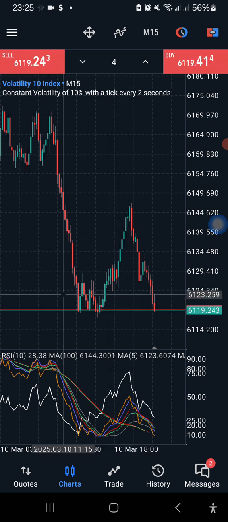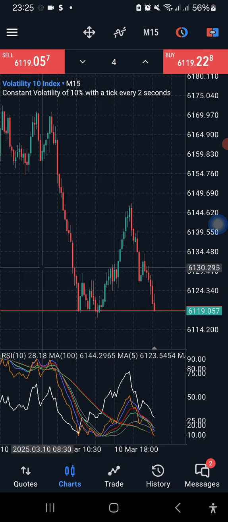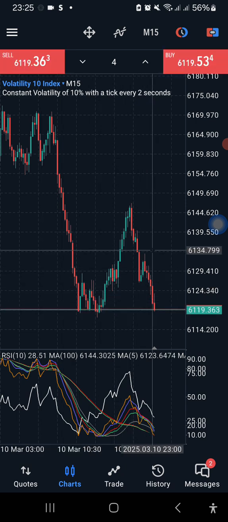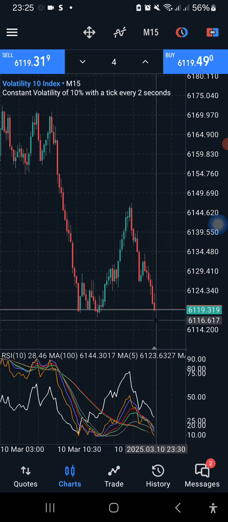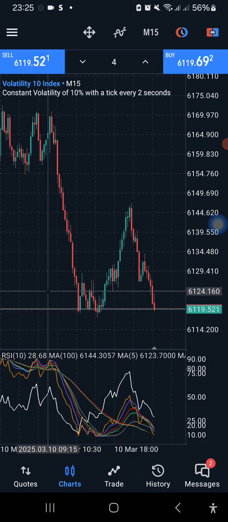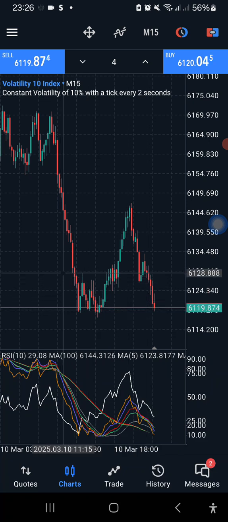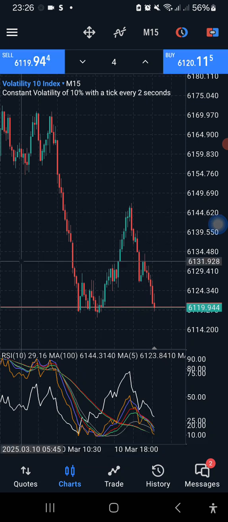Okay, so let's say I have done my analysis and I know that this market is going to go down, but it's not going to go down at this point. Let's say it's going to come back up here before it continues going down, and I want to place a sell order. So I can't enter the market at this price. I'm going to set a sell limit for the price 6144.